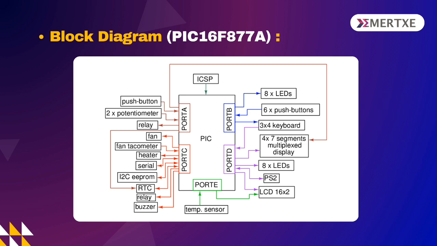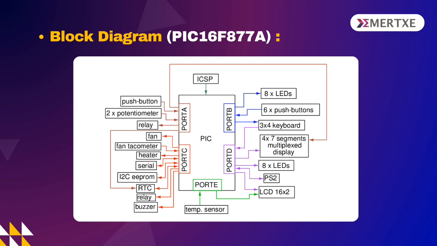Port C is connected to fan tachometer, heater, serial and I2C, EEPROM, delays, buzzers. Port D is connected to 3x4 keyboard, 4x7 segment multiplexed display, 8x8 LEDs, PS2 LED, LED 6x2. Last, Port E is connected to temperature sensor and LCD display. These are the connected peripherals to the PIC microcontroller.